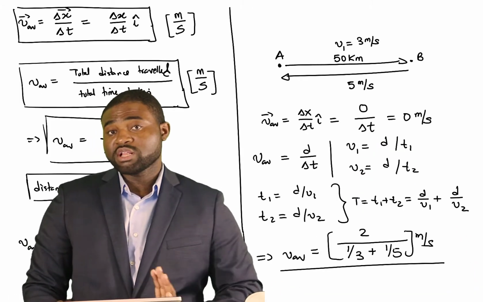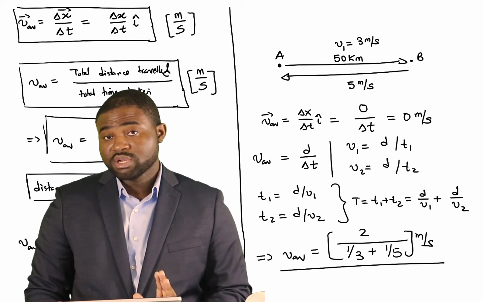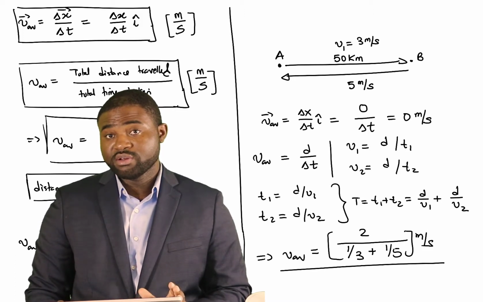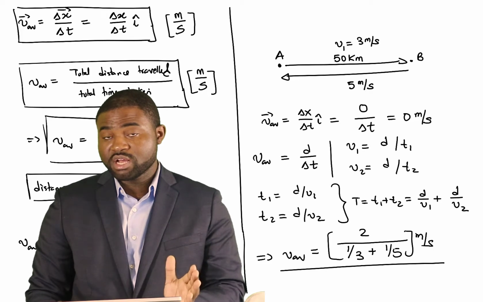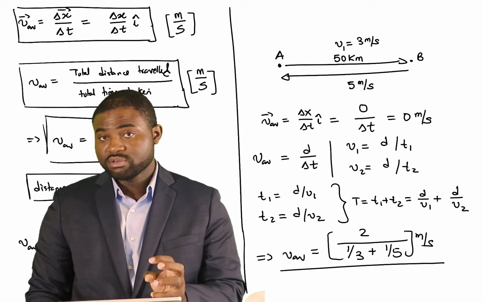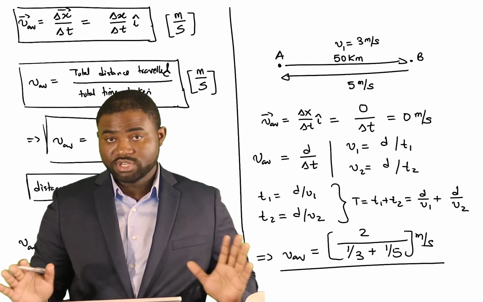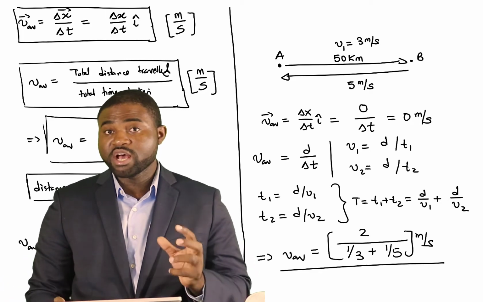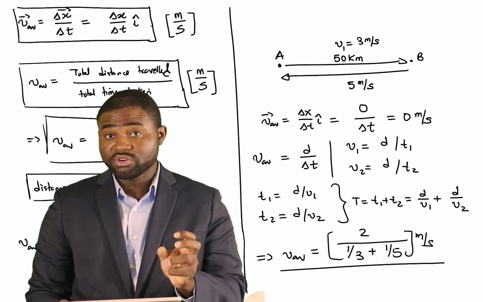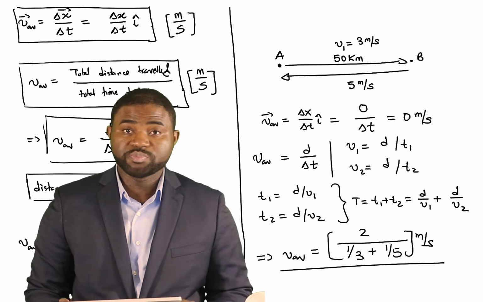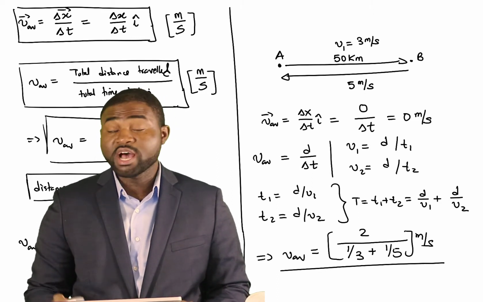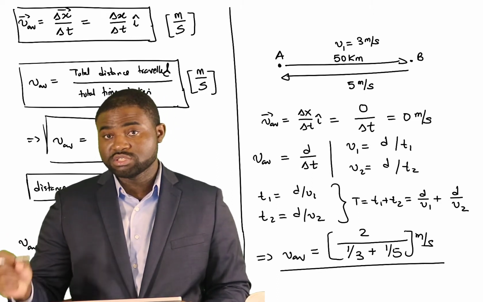Now, this is a classic example that shows you clearly that average speed and average velocity are totally different. In this case, the average velocity is 0 because the displacement is 0, but the average speed is not 0.